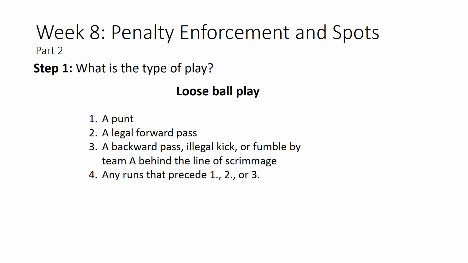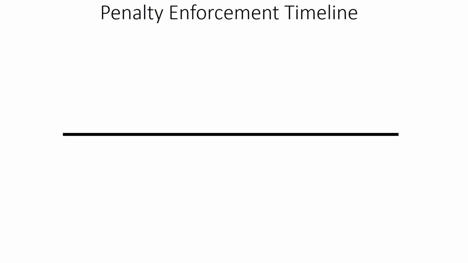A loose ball play could be a punt, a legal forward pass, a backward pass, an illegal kick, or a fumble by Team A behind their line of scrimmage, or any runs that precede the first 3 types of plays. If a foul occurs during any of these segments, we say that it occurs during a loose ball play. We'll talk a little bit more about runs that precede a loose ball and how that means that this foul occurred during a loose ball play.